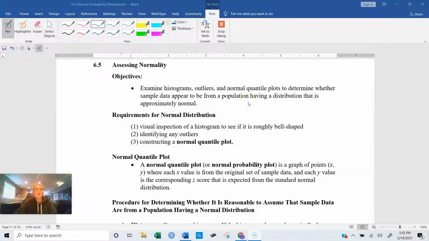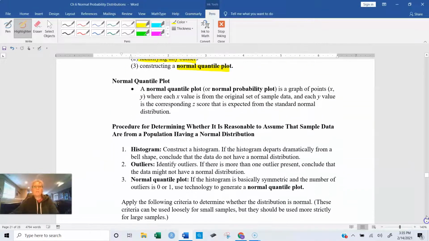All right, so we're going to examine histograms for outliers, and normal quantile plots to determine whether the data appear to be from a normal population. All right, requirements for a normal distribution. First, you have to visually inspect the histogram. Is it a rough bell shape? It doesn't have to be exact, but it has to be rough. We have to look, are there any outliers? And we're going to look at our normal quantile plot. And all of this will be done on StatDisk.